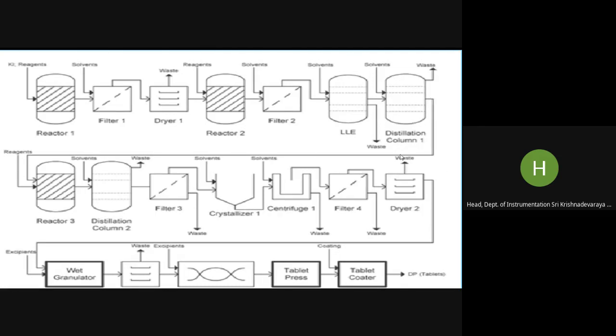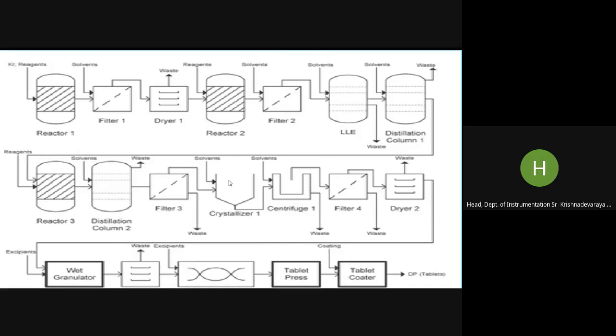Then the output of this distillation column 1 is given to another reactor, reactor 3, where, you will see, in every reactor you are adding reagents so that further chemical reaction takes place. And again it is going to distillation column 2, where we are adding solvents again, and waste is going up. It is coming to filter 3, the next filter. And the output of this is going to crystallizer 1, where we are adding more solvents, and the output of the crystallizer is given to a centrifuge.